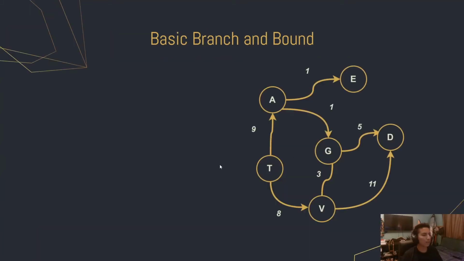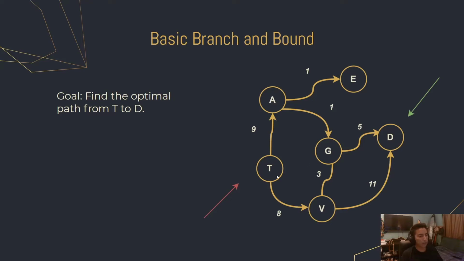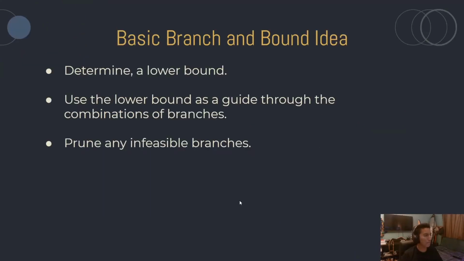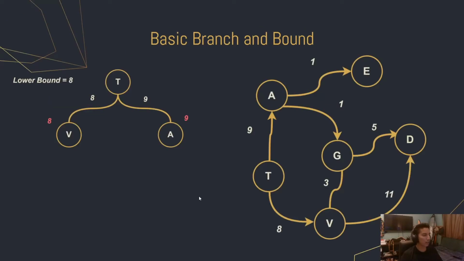Okay, so to explain the basic idea behind branch and bound, I'm going to use a very simple pathfinding example. Our goal here is to get from T over to D, and we want to find the most optimal way to do it. Notice that there are a few different combinations to get to D from T, but we want the best possible one. The basic idea behind branch and bound is that we want to determine a lower bound, use the lower bound as a guide through the combination of branches, and then prune any infeasible branches.